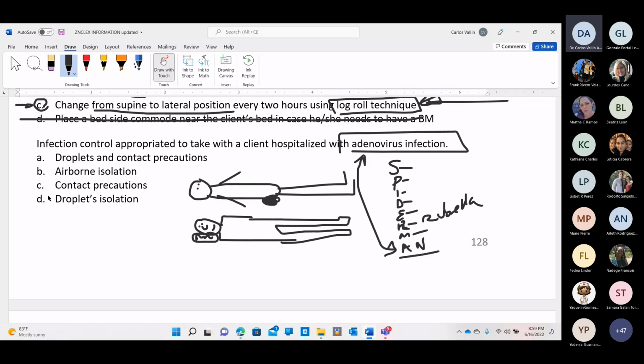So the answer is droplet precaution. But I want to introduce something. The CDC says that it is droplet and contact. So influenza and adenovirus are droplet plus contact. Plus contact. Have you heard recently about adenovirus? Any problem with adenovirus recently in the news?